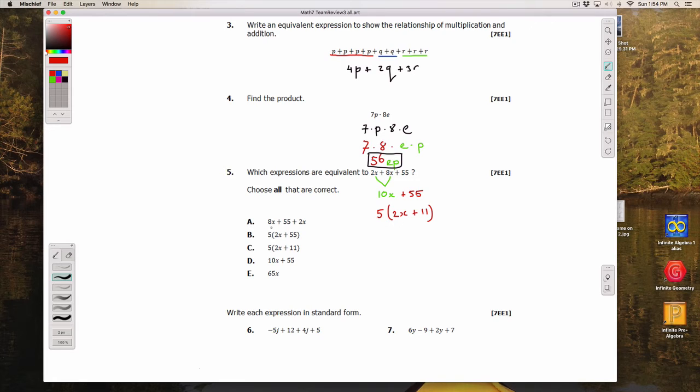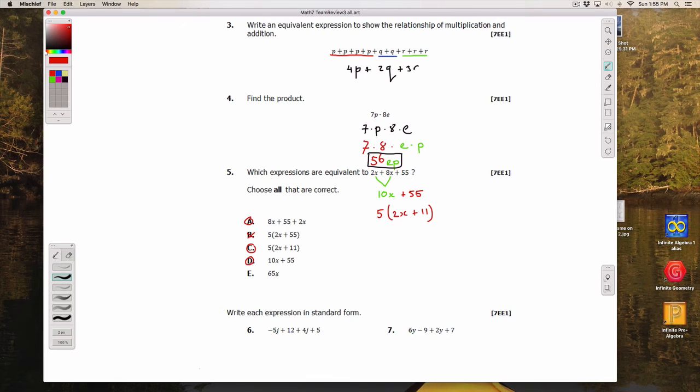Let me look at the answer choices. A, 8x plus 55 plus 2x. Well, sure, that's equivalent. All they did was move things around, and they can do that because of the commutative property of addition. So 2x plus 8x plus 55 is equivalent to 8x plus 55 plus 2x. 5 times 2x, well, that makes 10x, but 5 times 55 is not 55, so that one is not equivalent. 5 times 2x is 10x, 5 times 11 is 55. Oh, I wrote that one down myself, so I know that that one is equivalent. 10x plus 55, yep, I got that one by combining like terms, so I know that one is equivalent.